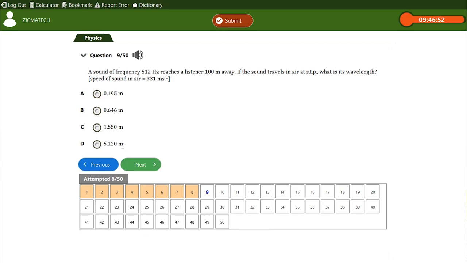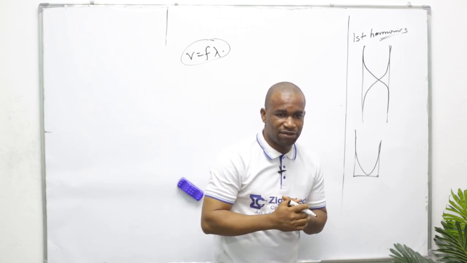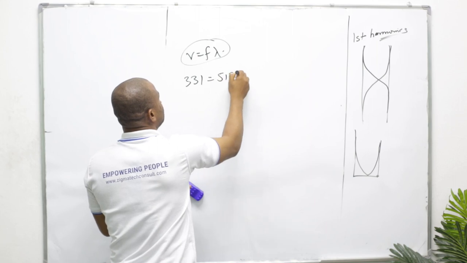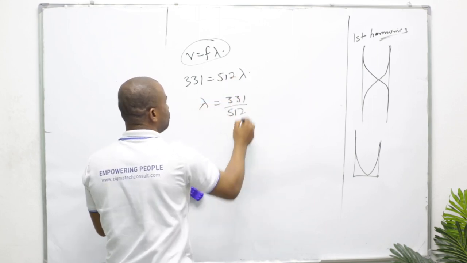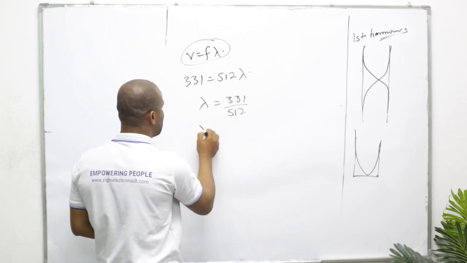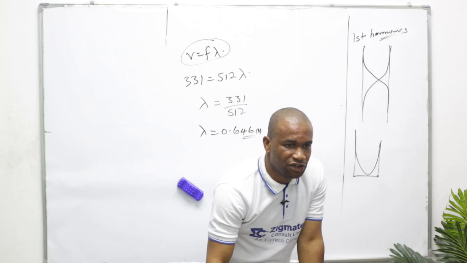In number 9, the sound of frequency 512 Hz reaches a listener 100 meters away. If the sound travels in air at STP, what is the wavelength? I have the speed there. Speed is 331, the speed of sound, of course, it's a wave. Since I'm looking for wavelength and I have frequency and speed, that will be fine. So 331 is equal to 512 lambda. Lambda is 331 over 512. So lambda is 0.646 meters. Okay, the option is there.